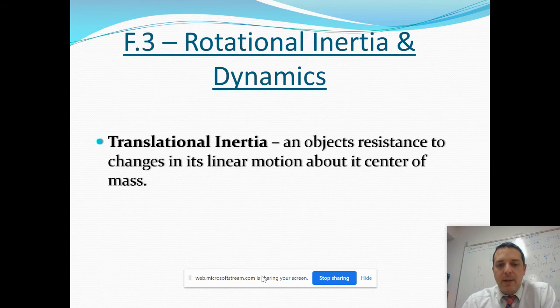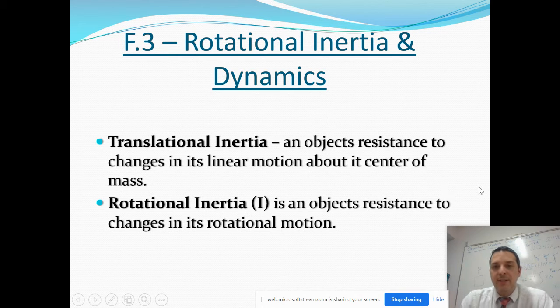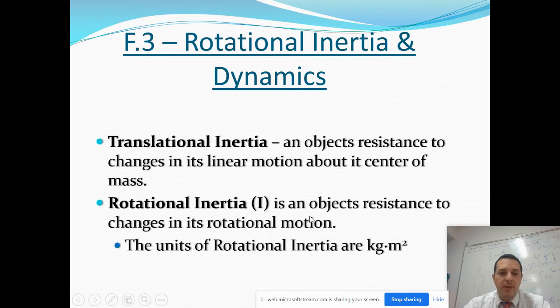In today's lesson, we're going to talk about standard F3 in rotational inertia and dynamics. When we talk about inertia translationally, we're talking about an object's resistance to changes in its linear motion. If we instead talk about an object's rotational inertia, we're still talking about resistance to changes in its motion, but here it's rotational motion instead. So now we have two different types of inertia: one translational for linear motion and one rotational for rotational motion.